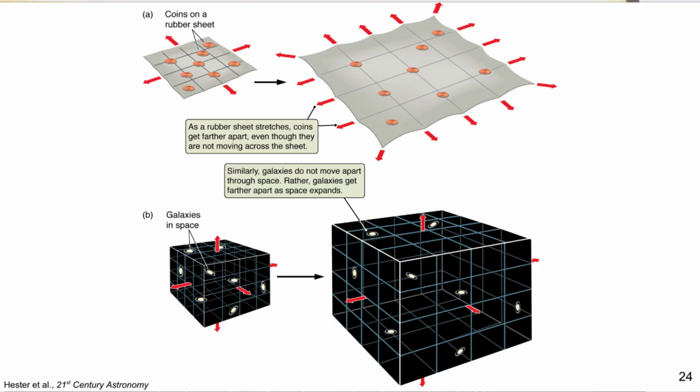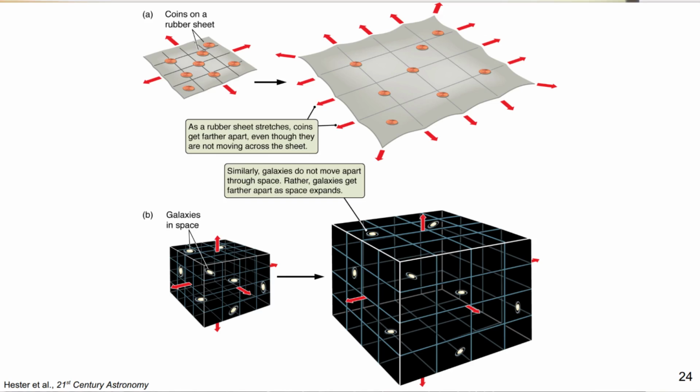And so these ants would see a Hubble redshift distance relation. The speed of another coin moving away from them would be twice as fast if the coin was twice as far, because there would be twice as much rubber stretching between them and the other coin.